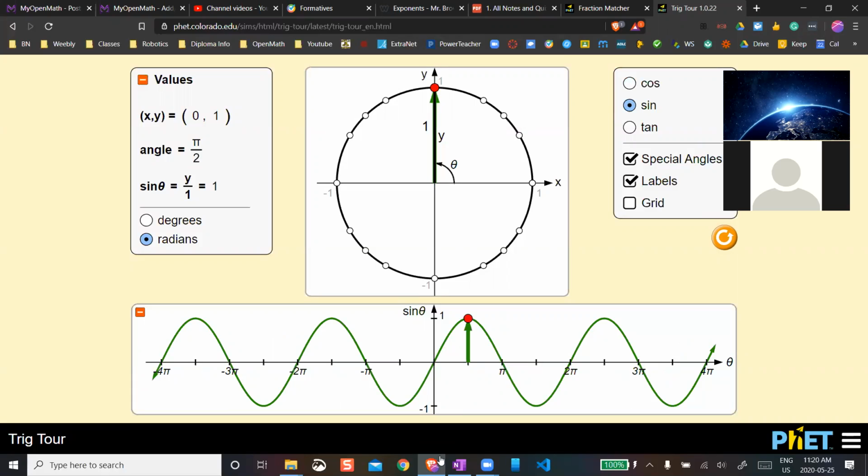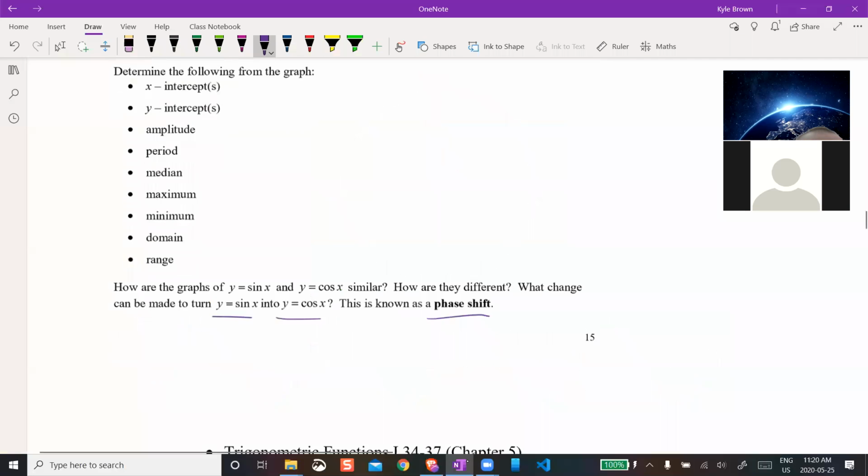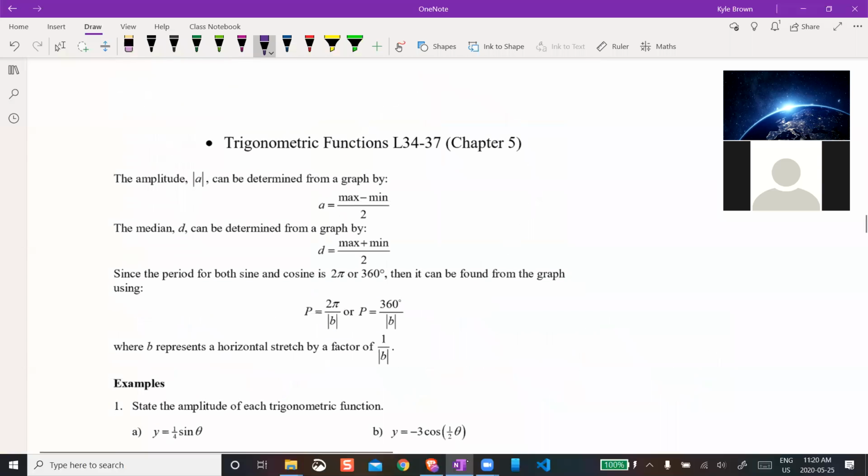But the shift is actually going to be a shift of pi over 2, right? It's going to be like a 90-degree shift either way. All right, so that's the idea. Now, a couple things that you guys are going to have to memorize, or just know how to get to, is how to figure out the amplitude and how to figure out your median, right?